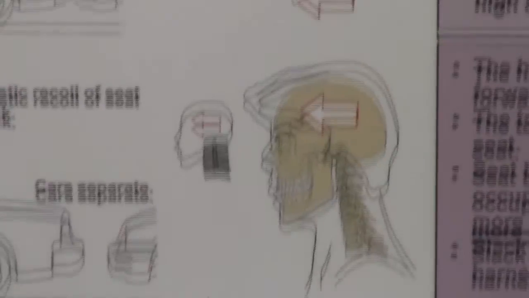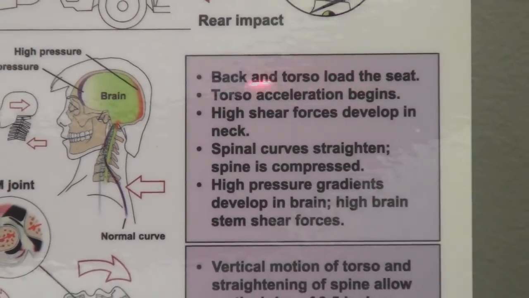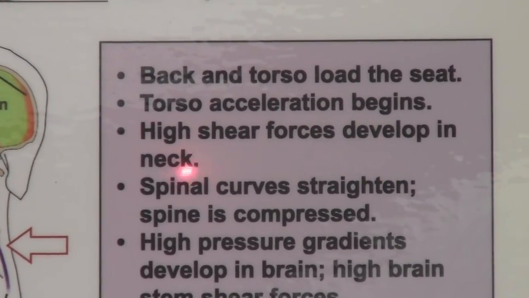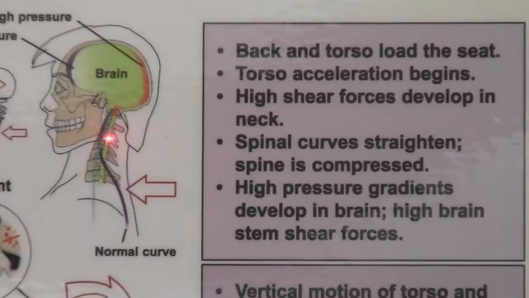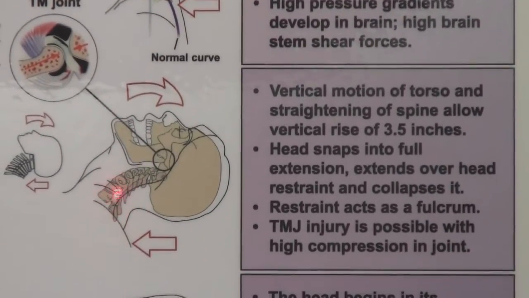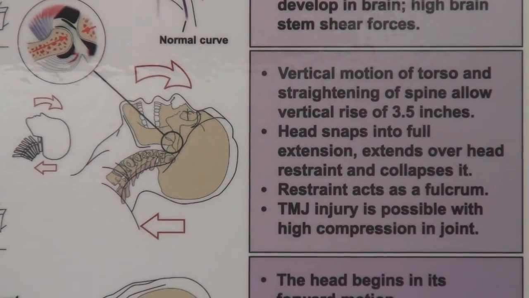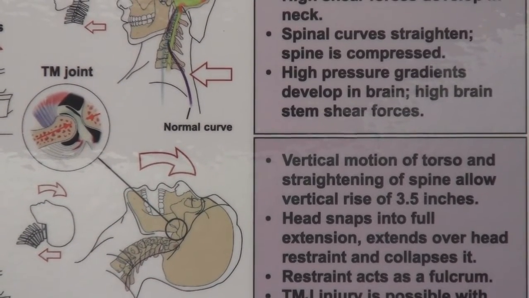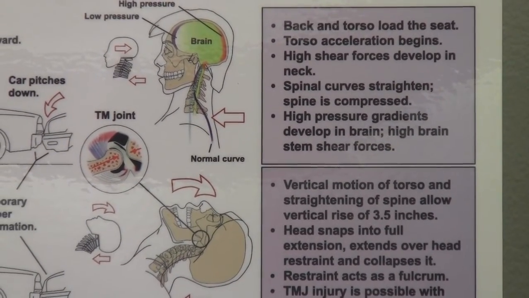So let's recap here. If we look here, the back and the torso of the body start to load against the seat. There are high shearing forces caused in the neck itself. The spinal curves straighten, and what they've actually found out is as the head goes back, the vertebrae down in here go forward. And so that's why many people after a whiplash will not just have a straightening of their curve, but they'll actually have an S-shaping of their curve. And this leads to degenerative changes over the next 10 to 15 years, is what the recent research shows.